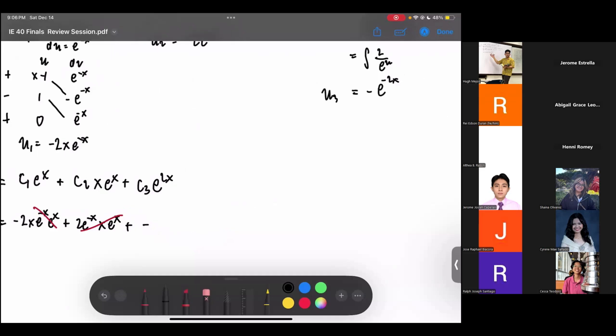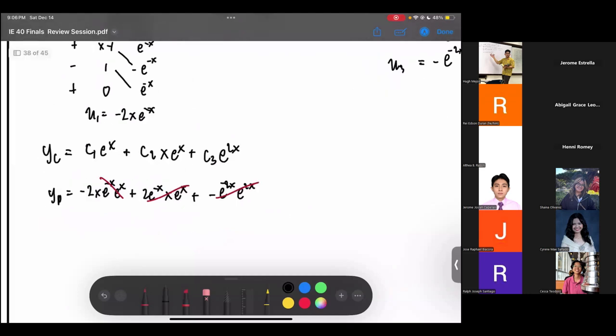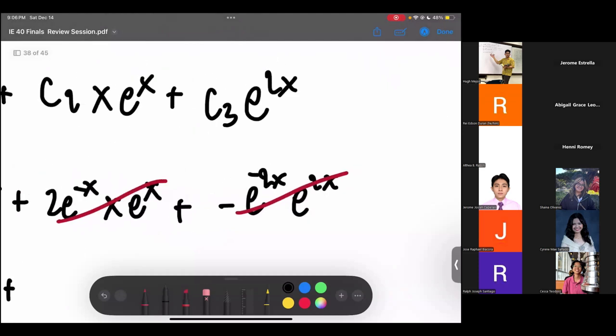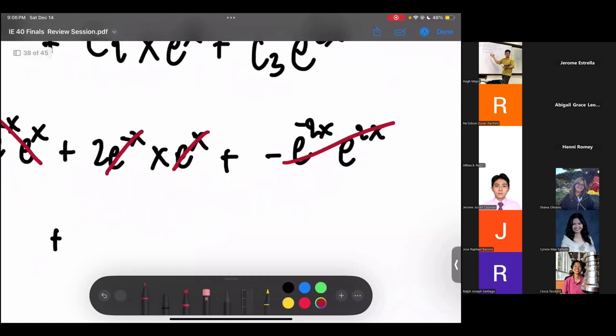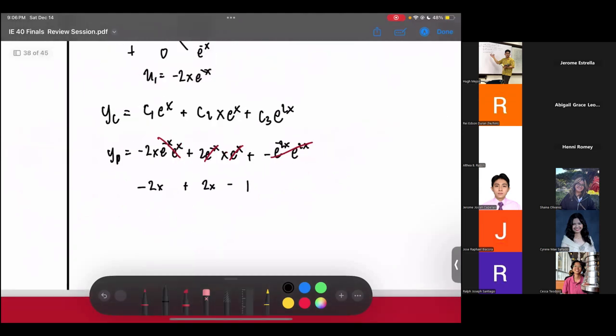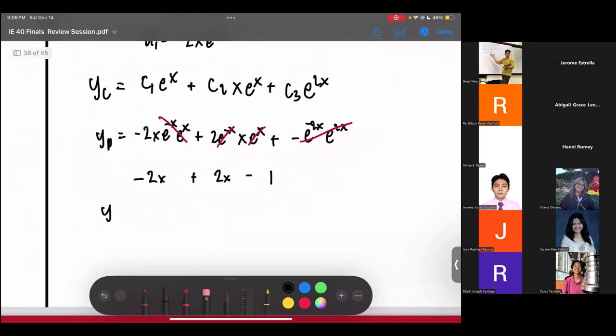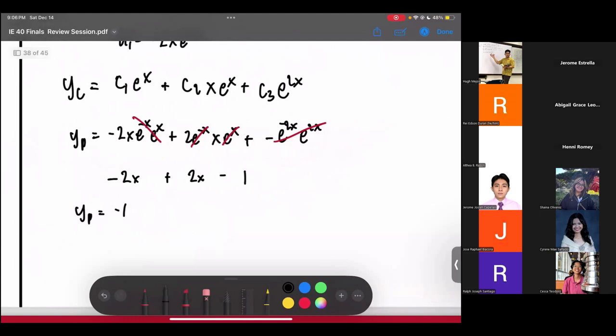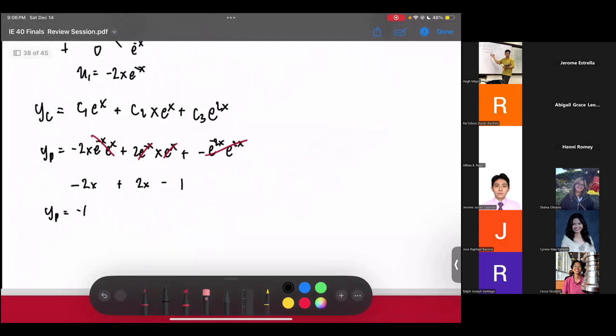Plus negative e raised to 2x, negative 2x, e raised to 2x. So this will also cancel. So you end up with negative 2x plus... oh sorry, it all cancels. It's just this and this. So 2x minus 1, because there's a 1 there. Therefore, your yp is just equal to negative 1, which is super suspicious during the exam.